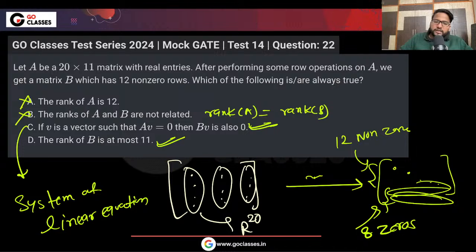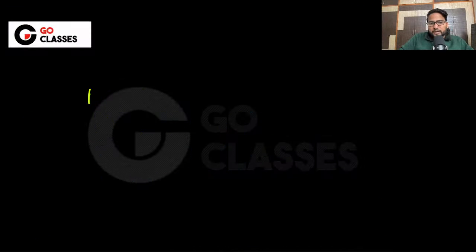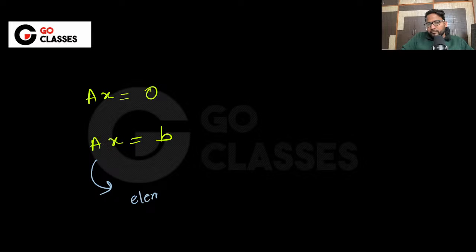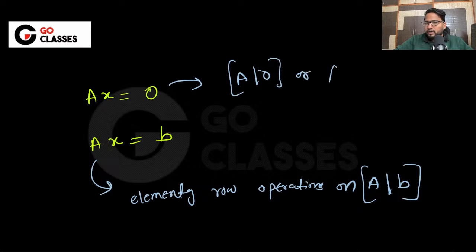No, no, no. See, either it is Ax equal to 0 or Ax equal to B. It doesn't matter. You solve using the elementary row operations only. And here the elementary row operations are on A B, right? Generally you can apply them on A 0, doesn't matter, or only on A.